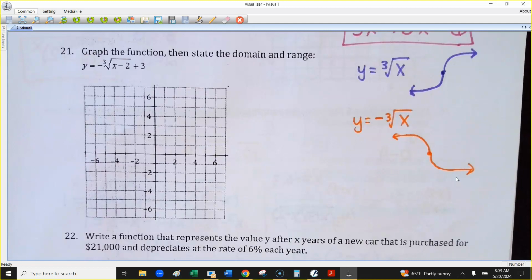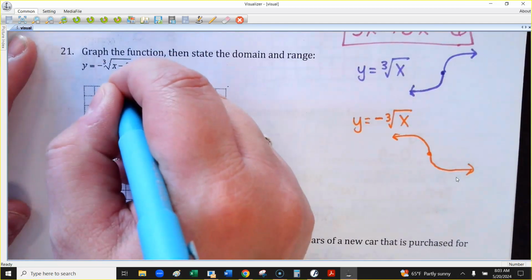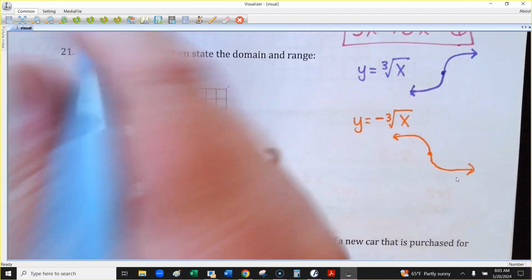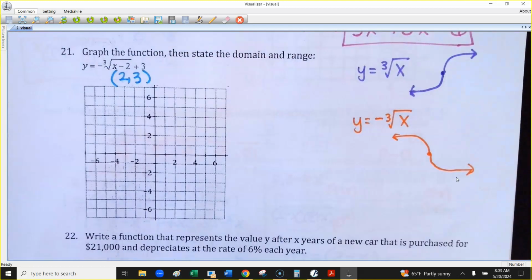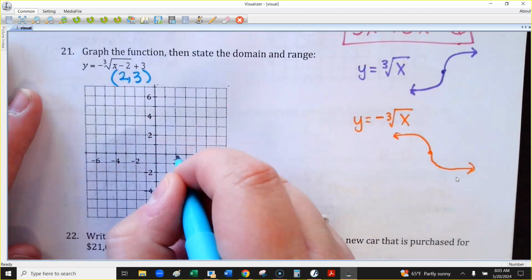This works like every single graph that we've done the whole entire year. With the x, it's the opposite of what that looks like. It's what sets that equal to 0, which would be positive 2. Outside the root, just copy that, and that's a plus 3, so positive 3. That's your y. What that point gives you is that point in the middle. So I'm just going to plot that real quick. I'm going to go over 2, up 3.